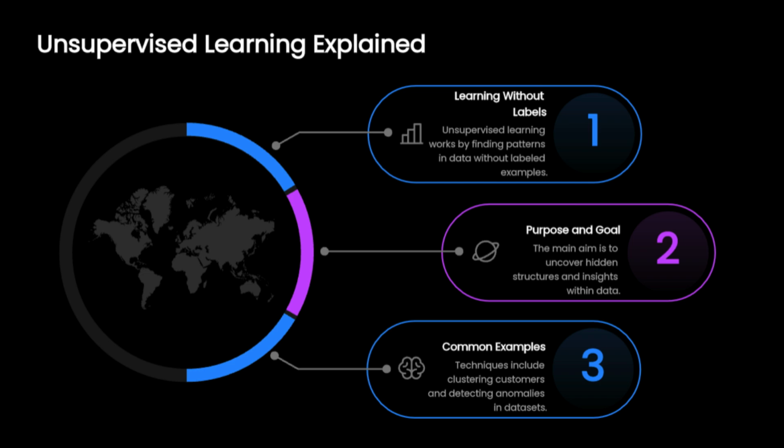For example, an e-commerce company may use unsupervised learning to group customers based on their buying behavior, even without knowing those groups beforehand. The main purpose here is exploration and insight discovery rather than prediction. Common examples include customer segmentation, clustering, and anomaly detection, such as identifying unusual transactions in financial systems. Unsupervised learning is extremely useful when labels are expensive, unavailable, or unknown.